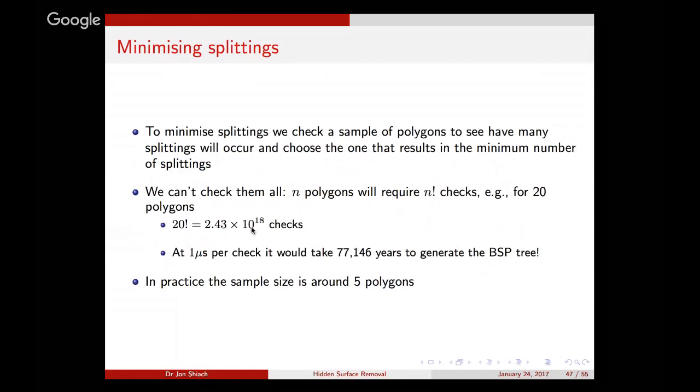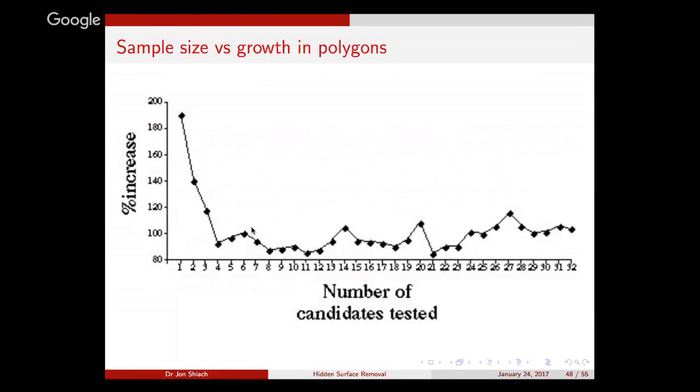So in practice, we take a random sample of around about 5 polygons and check whether they minimize the splitting. Okay. Why do we take about 5? Somebody's done a study into this.